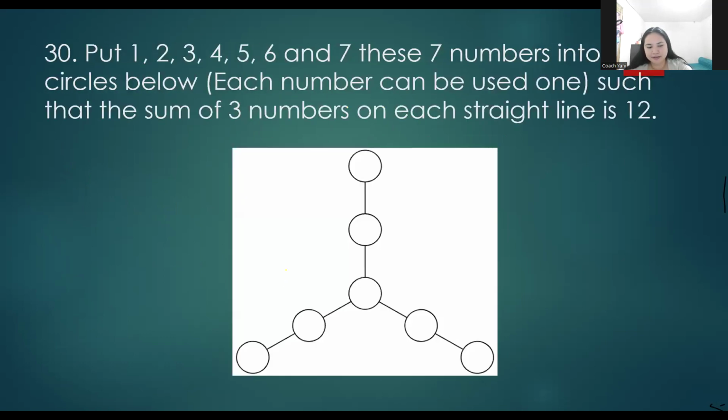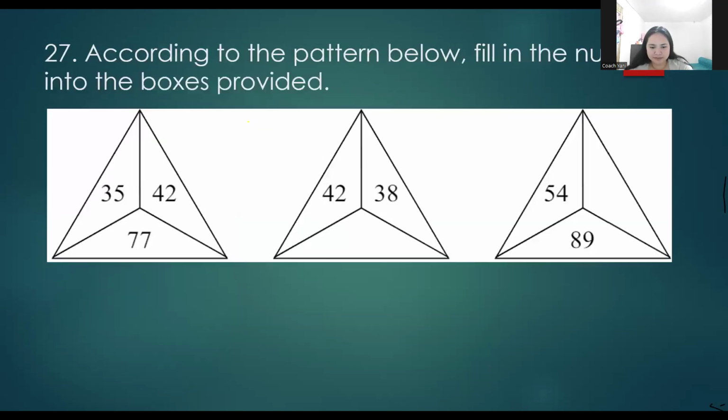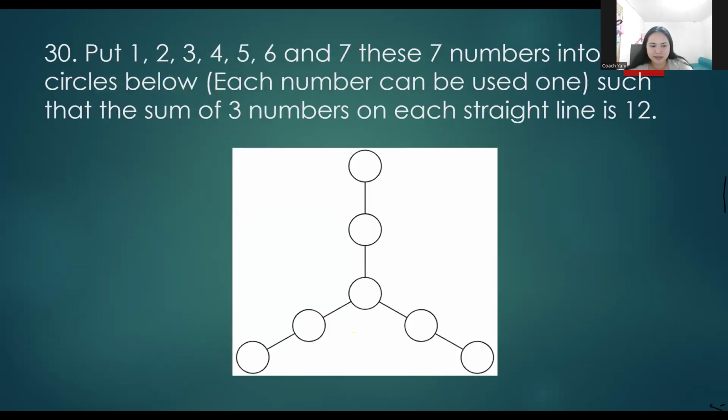How about this one? What's the middle number? Oopsie. This is our last question. Can I answer? Who's this, Seth? Okay, read first. Put 1, 2, 3, and 7. These 7 numbers into 7 circles below. Each number can be used once, such that the sum of 3 numbers on each straight line is 12.